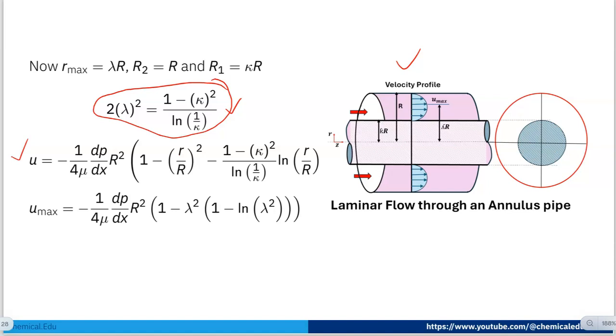So u max is equal to minus 1 by 4 mu dp by dx R square times 1 minus lambda square common, then 1 minus ln lambda square, bracket close. So these things we got after replacing R2 with R, R1 with kappa R, and R max with lambda R.